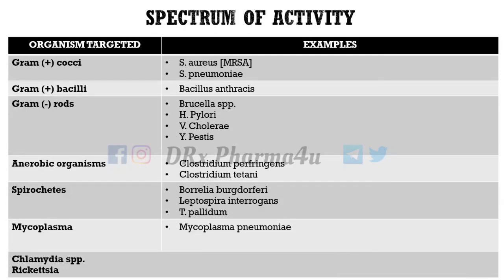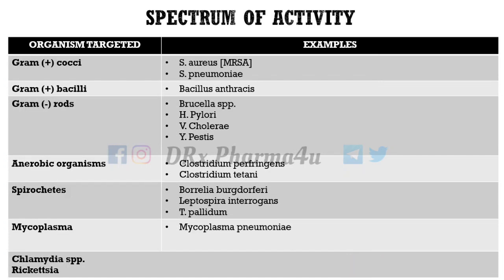It is an oxazolidinone antibiotic. You can refer to that in my previous videos. I have talked about oxazolidinone antibiotics. So in MRSA, we can give tetracycline also. And then Streptococcus pneumoniae, in that condition also, we may give tetracyclines.